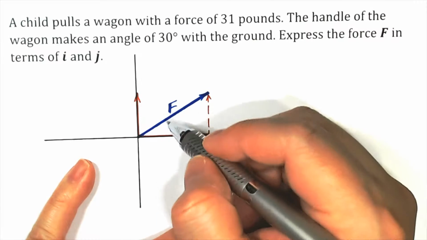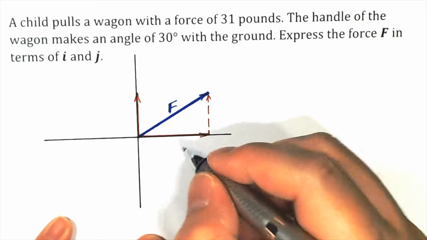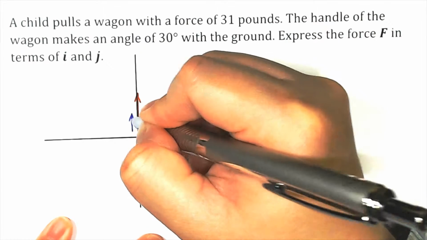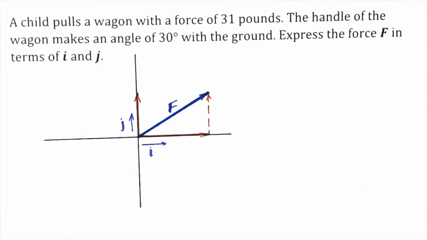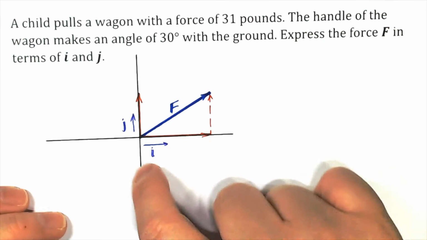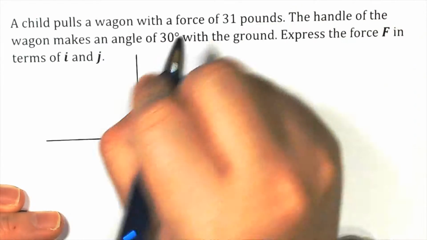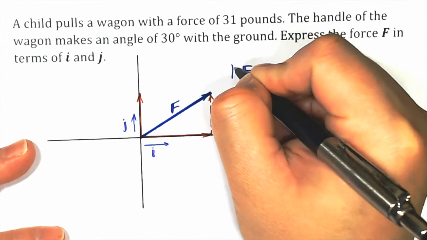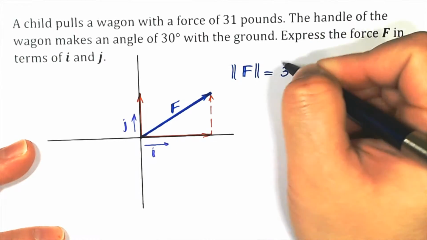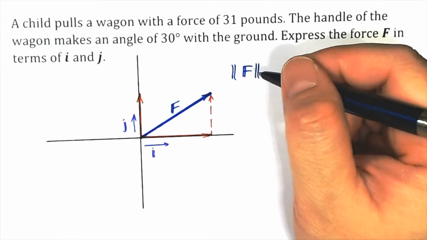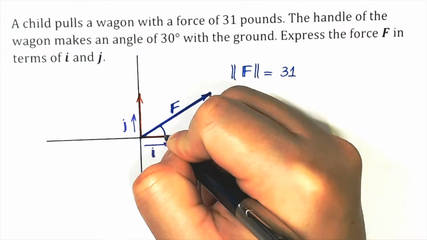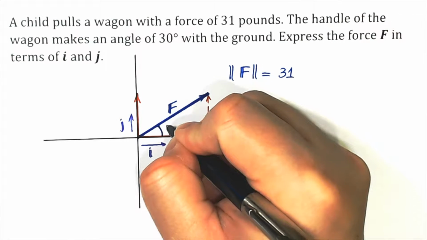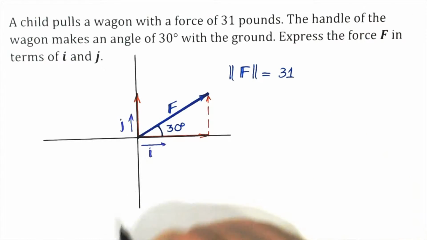In this problem, we just need to decompose vector f in the direction of unit vector i and unit vector j. That's pretty simple. We have the magnitude of f equal to 31 pounds. Let's just ignore the unit for a moment. The angle it makes with the ground, which is horizontal, is 30 degrees. And that's what we have.